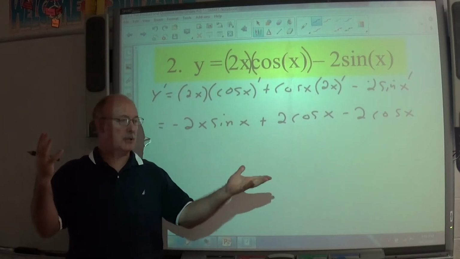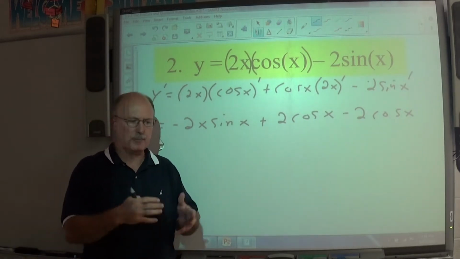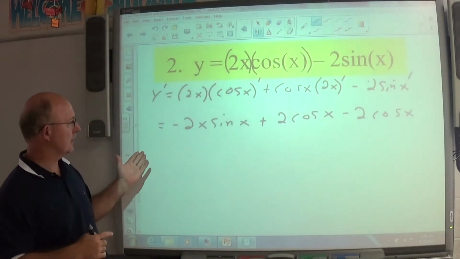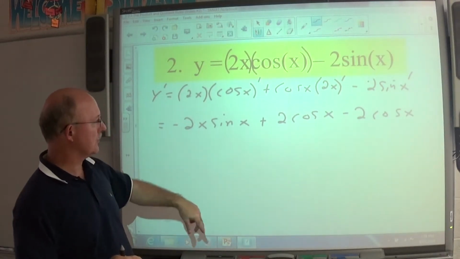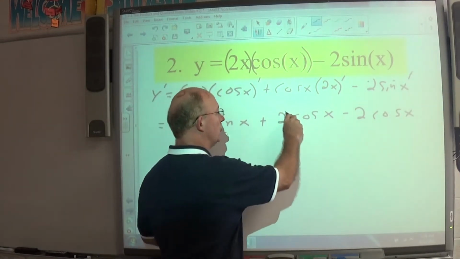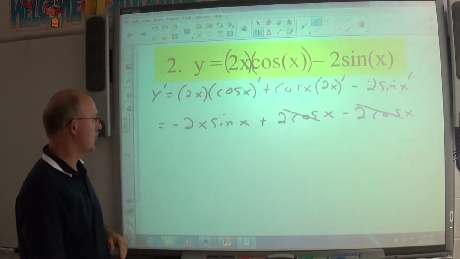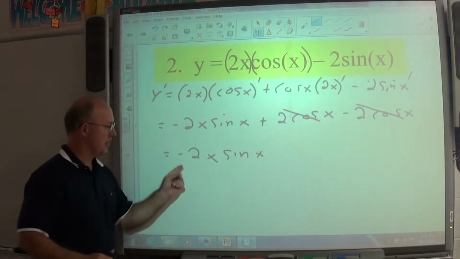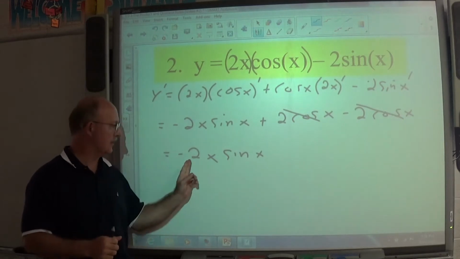Now, like I said, you got to simplify it if you can, all right? So some of these trig functions, they'll simplify several times sometimes. So looking at any like terms, now I notice immediately we got 2 cosine x minus 2 cosine x. Well, those two add up to 0, so those are gone. That leaves us with negative 2x sine x. That's our derivative now. So negative 2x sine x.